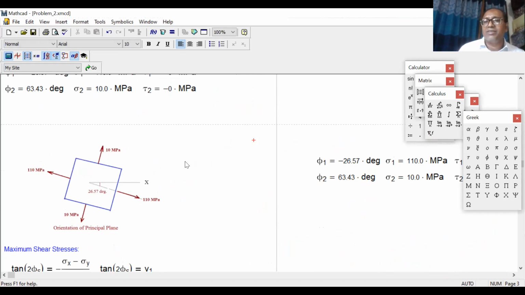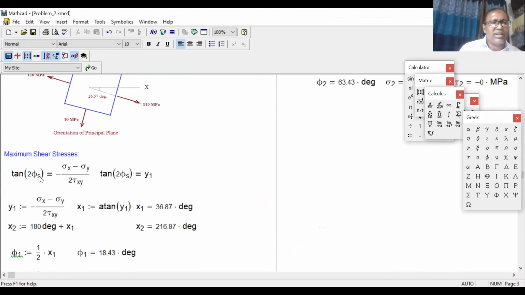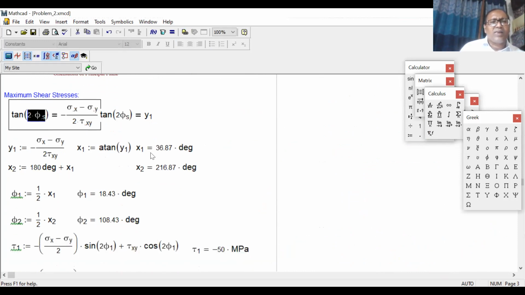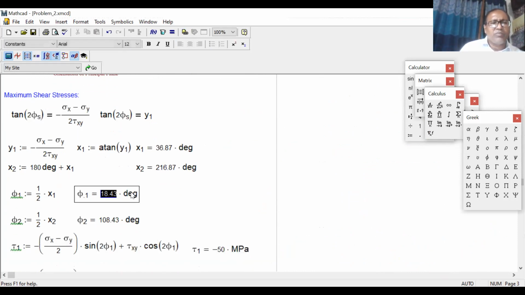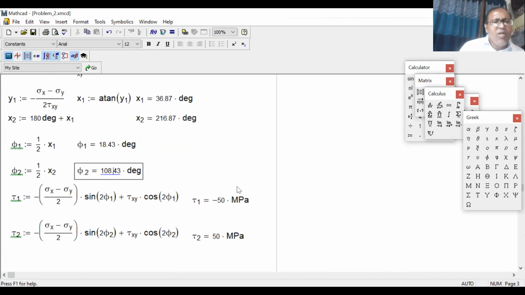Now, which one is left? The shear plane. We need to use the formula tan 2 phi s. So we use this formula tan 2 phi s. We got phi 1 equal to 18.4 degree, and tan 2 phi 108.4. You see 90 degree. If you use 2 phi value, you add 180, and only phi 1, then you use 90 degree. Okay, and automatically if you use a calculator, you can easily figure it out.